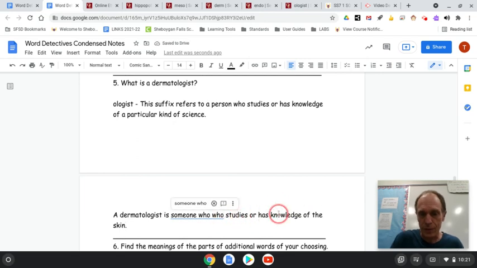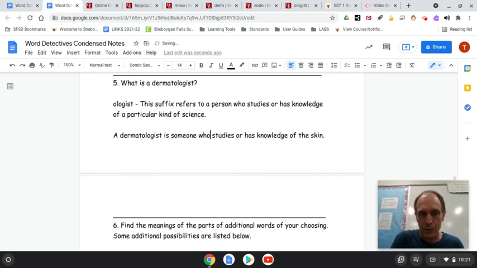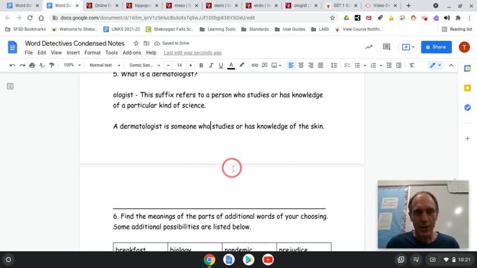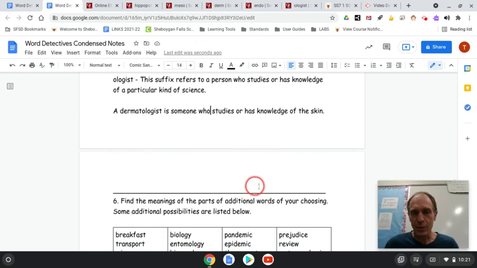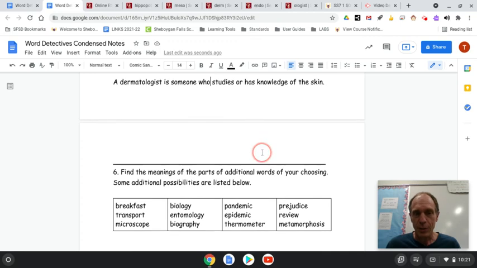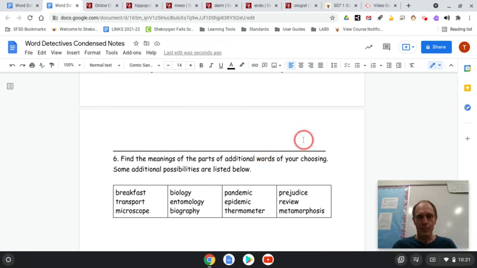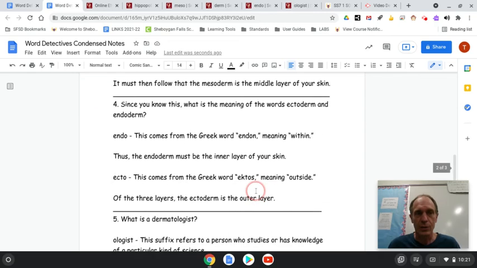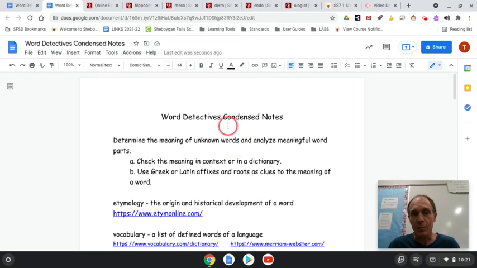And we'll take out that extra who there. Otherwise, we'll sound like an owl. Who. All right. Find the meanings of the parts of additional words now that you are becoming an expert at being a word detective. So find the meanings of the parts of additional words of your own choosing. Or some additional possibilities are listed here. And after you do those, you can go back up to the top and find out what condensed means.